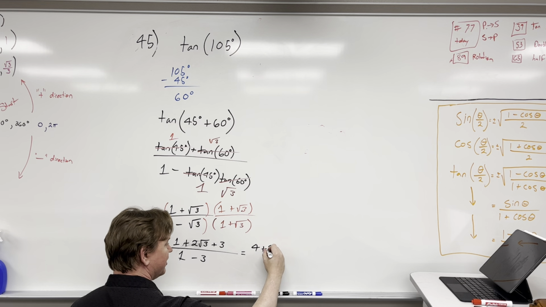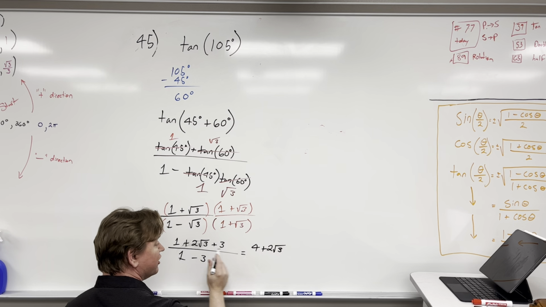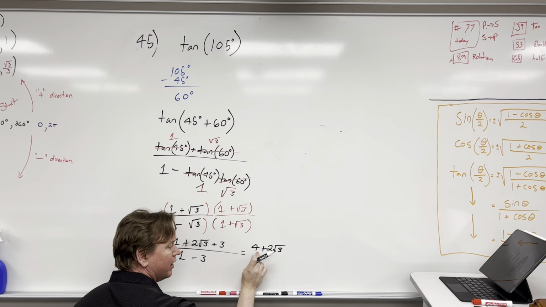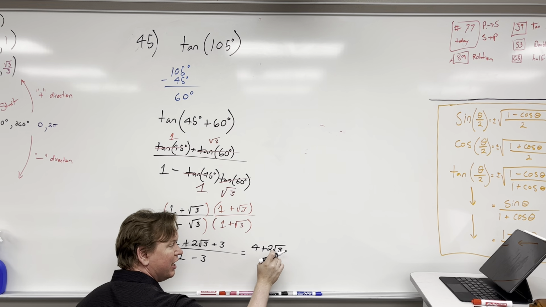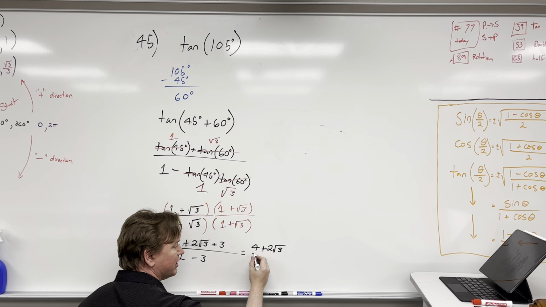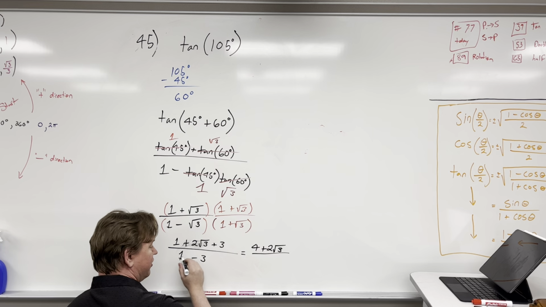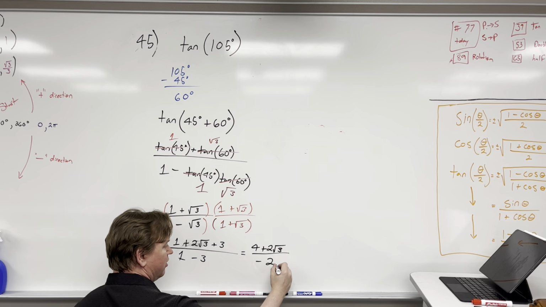Okay, and then this equals 3 plus 1, 4, and then we have this. Because remember, this radical is a category of number that you can't mix with a whole number, right? Think of them as categories: whole number, irrational number. You can't add those together, not for exact purposes. And then right here we get -2.